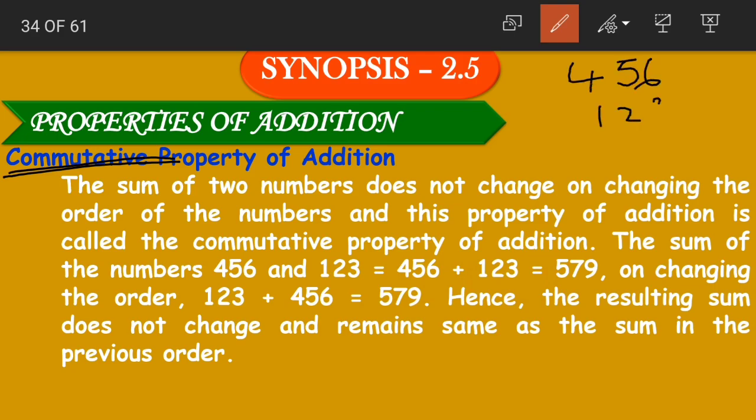456 plus 123. When we add, 6 plus 3 is 9, 5 plus 2 is 7, 4 plus 1 is 5. Yes, we got the answer of 579.